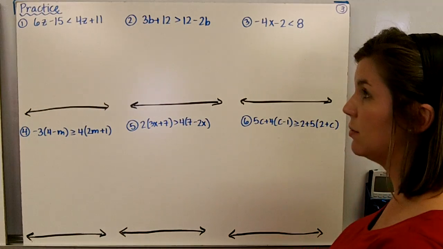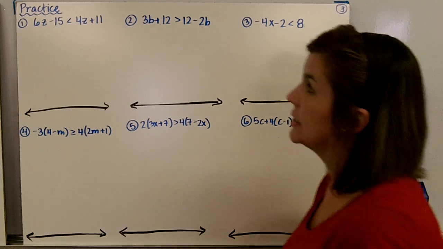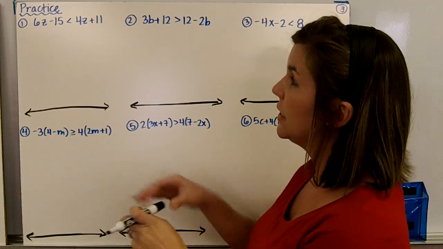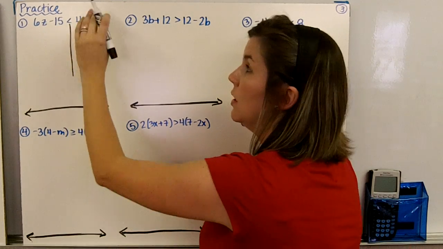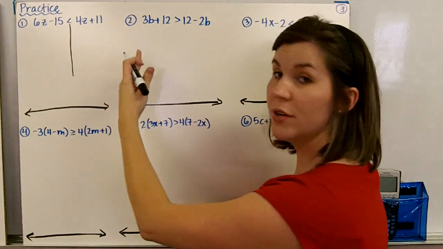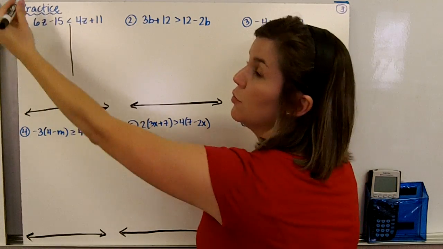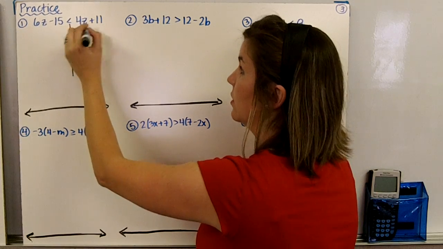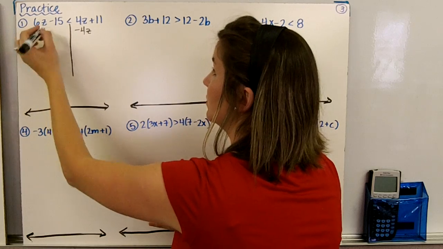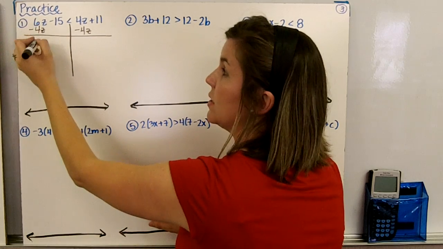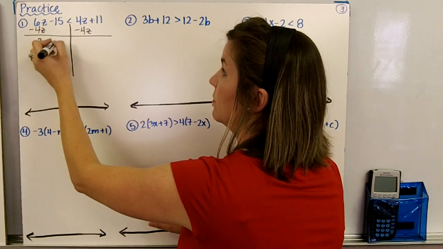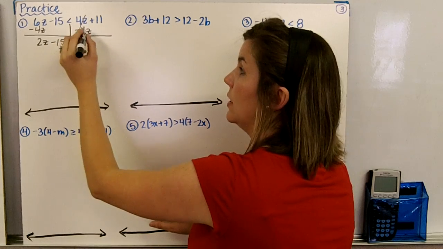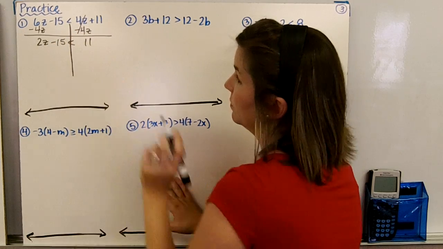Here are 6 practice problems. 6z minus 15 is less than 4z plus 11. So if this were an equal sign, I would have all the z's on one side and all the numbers on the other side. So I'm going to move everything that has a z in it to the left side. So I'm going to subtract 4z from both sides. So 6z minus 4z is 2z. These cancel, and I have less than 11.